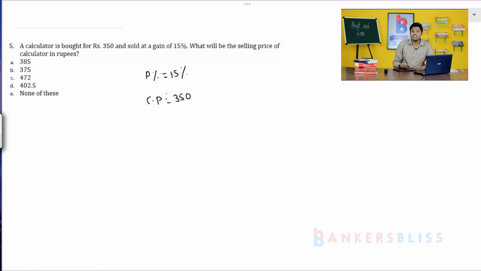So what is the 15% of cost price? How do you calculate the 15%? In the percentage chapter itself we have told you how to solve this. That is 10% plus 5%. What is 10%? That is 35. 5% means half of 10%, so half of 35 is 17.5. So altogether how much are you going to get?